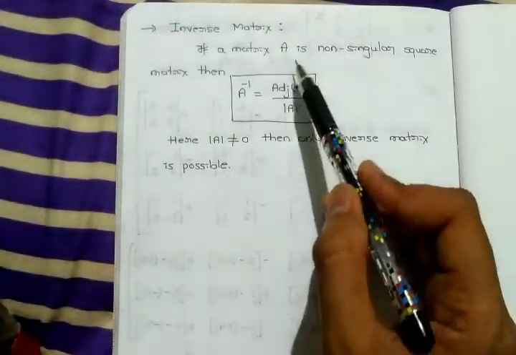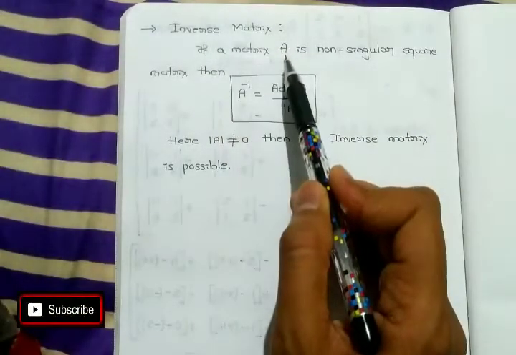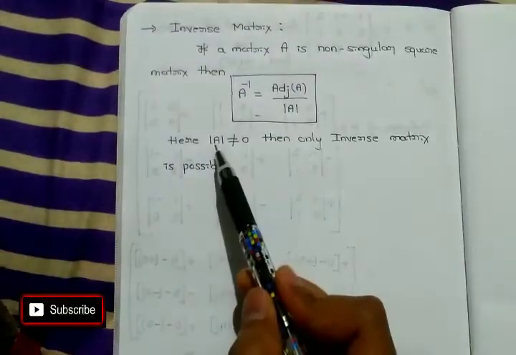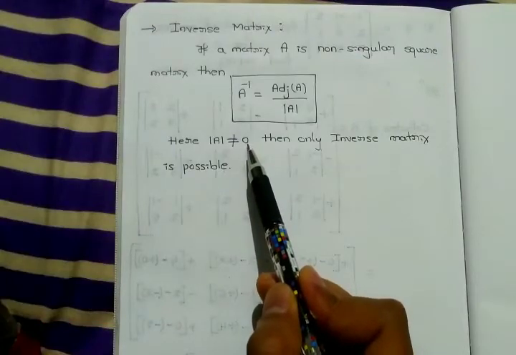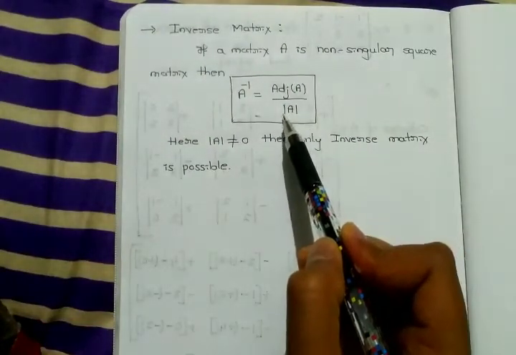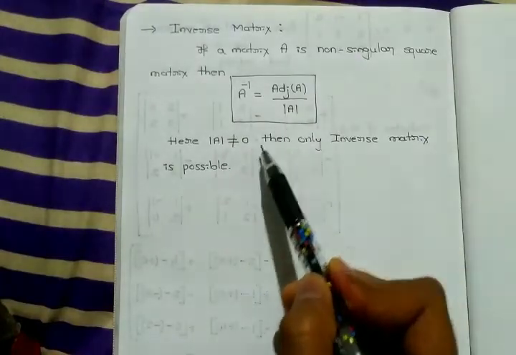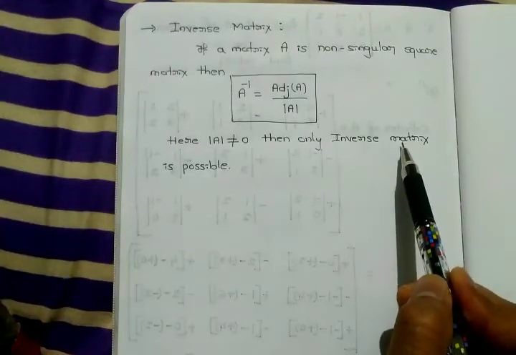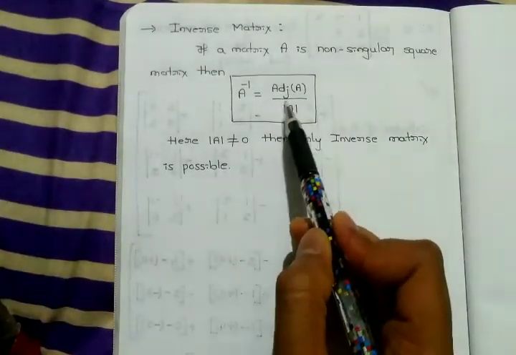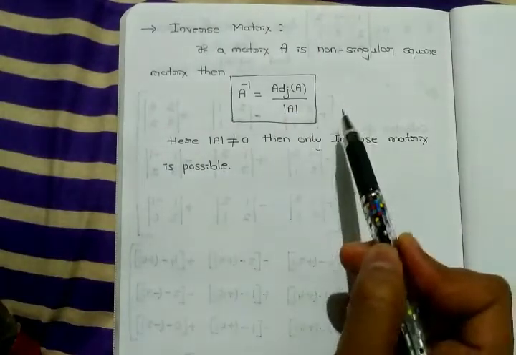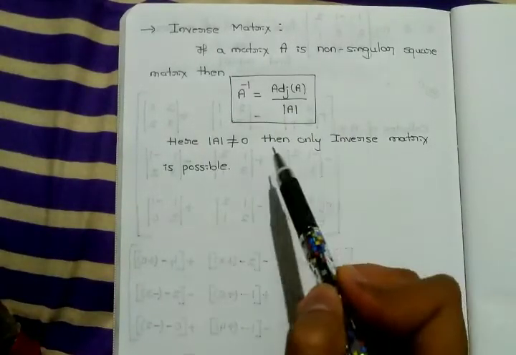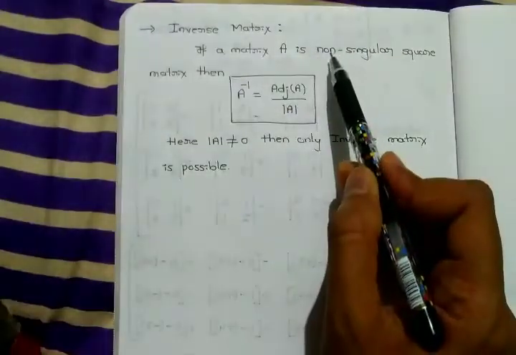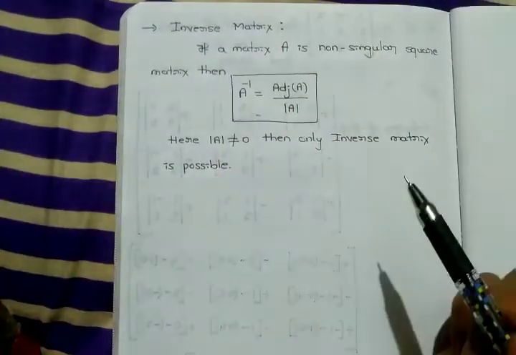So you can observe what they are telling. The given matrix should be a non-singular square matrix. Non-singular means the determinant of A value should not be 0. If this denominator value, that is determinant of A, is not equal to 0, then only can you find the inverse matrix. If this denominator value goes to 0, then the inverse matrix is not possible. Therefore, A should be a non-singular square matrix.